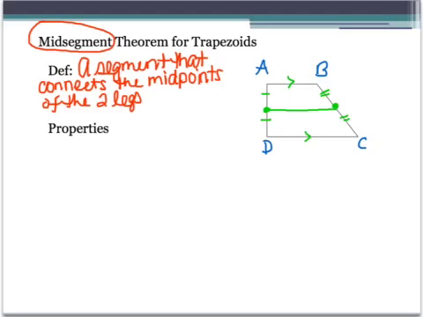Now there are some properties of midsegments. Because AB is parallel to DC, the first property is that the midsegment, and we'll go ahead and call it EF, will also be parallel. So in fact now all three segments are parallel to each other. So the first property, the midsegment is parallel to the bases.